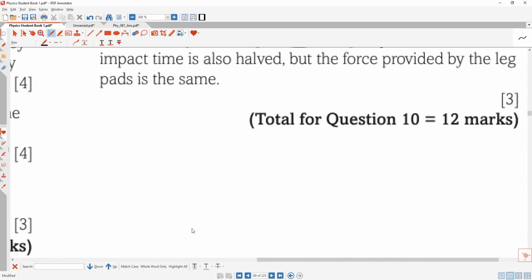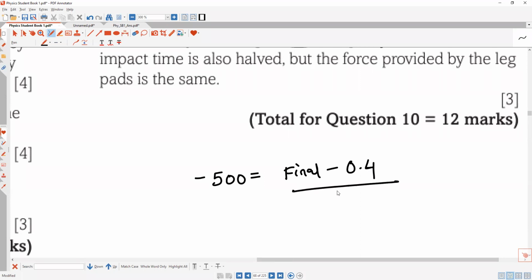Okay, I have enough space over here. So the force provided by the leg pad on the ball. What was the force? Minus 500, remember? Okay, what is the final momentum now? Final minus initial, right? I don't know the final momentum. But what is my initial momentum? My initial momentum is 0.4 now.